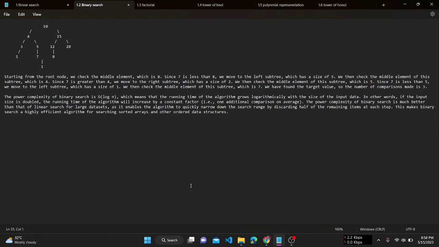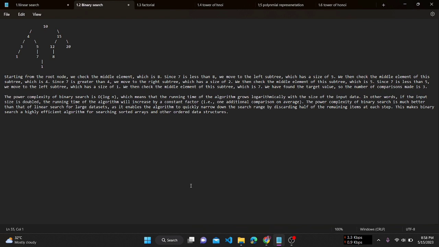The time complexity of the binary search is O(log n), which means the running time of the algorithm grows logarithmically with the size of the input data. In other words, if the input size is doubled, the running time of the algorithm will increase by a constant factor, for example, one additional comparison on average.